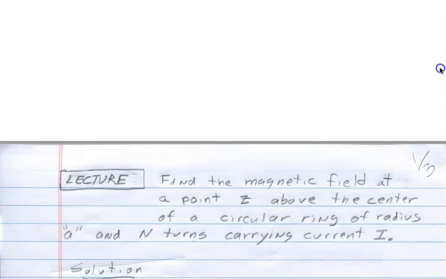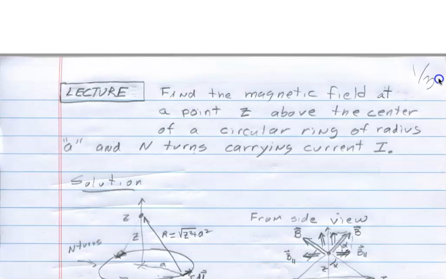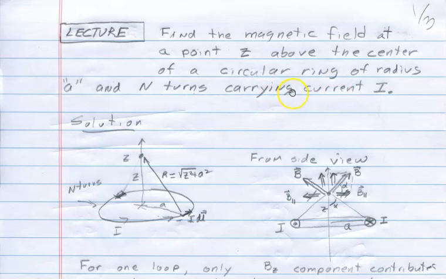Let's look at a quick example of some of the ideas that we did during the last session. I posed this as an example problem, but it could easily well be a lecture. Either one. But as a question: find the magnetic field at a point Z above the center of a circular ring of radius A and N turns, all carrying the current I.